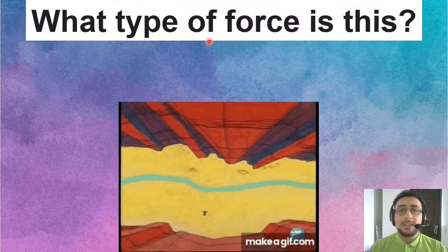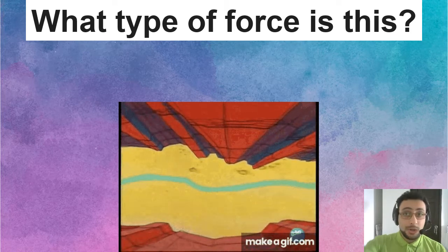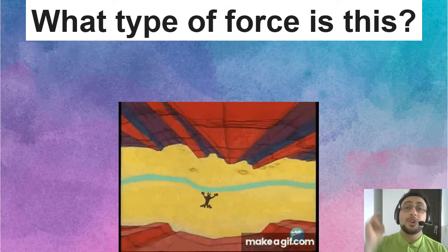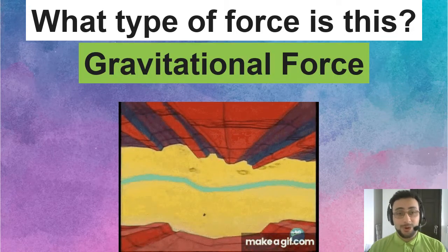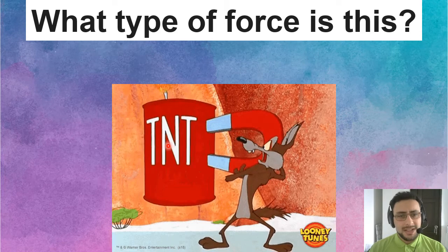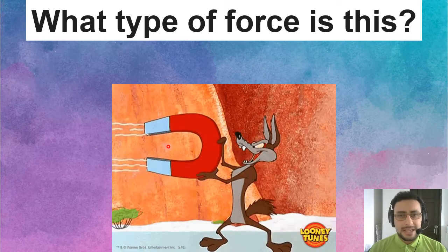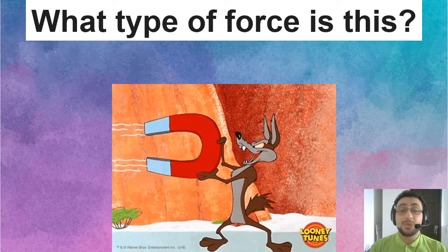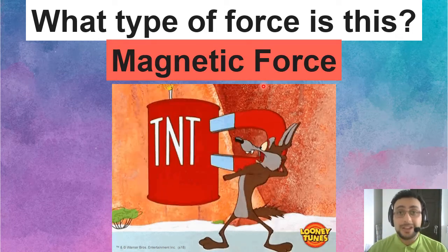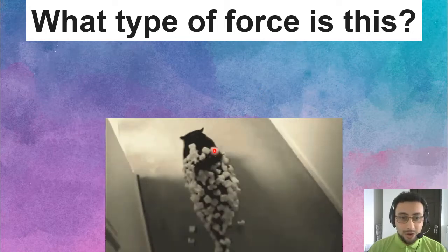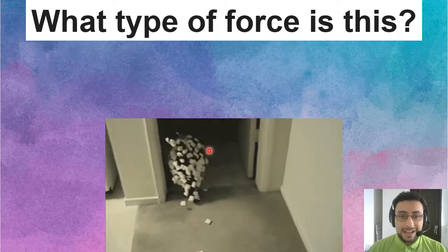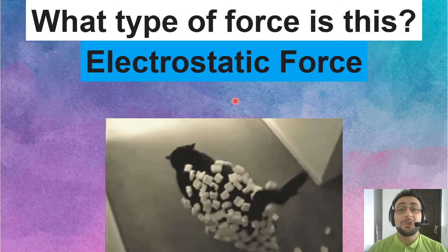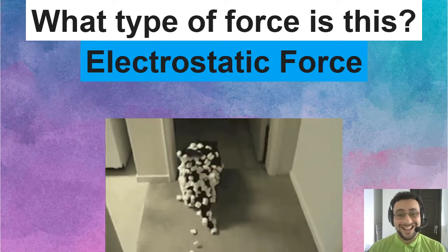Now, what type of force is this? See, Wile E. Coyote is falling down towards Earth. Earth is attracting him. So this is gravitational force. What force is this? Uh-oh. The TNT is made of metal, and the magnet attracted it. So this is magnetic force. Now what about this one? This is electrostatic force. It's kind of cute.